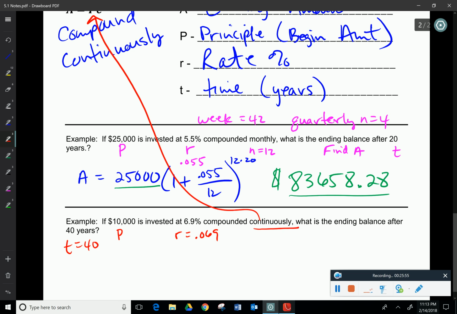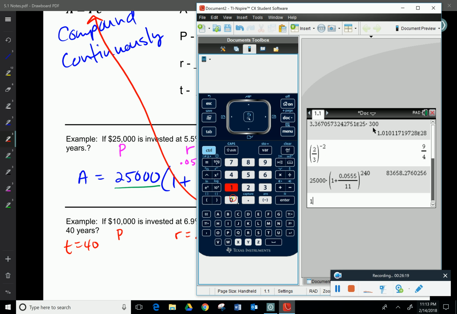Well, again, I want to see your setup. So A equals, P is 10,000, and then I need e, the actual function e, to the rt. So I'm going to raise it to the power of 0.069 times 40. Okay, so let's put that in our calculator. 10,000 times, and then on the calculator, the e is, you see the e to the x kind of right over here next to the 10 to the x, so e, and it'll automatically pop up a space there to put in your exponent.